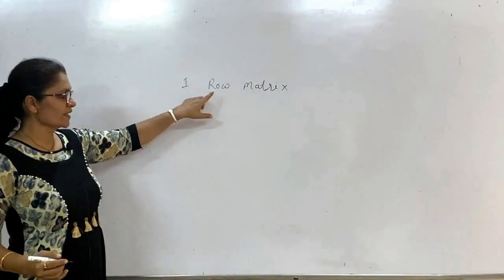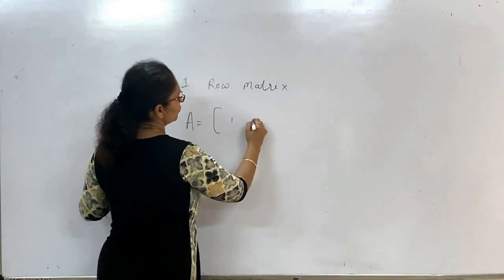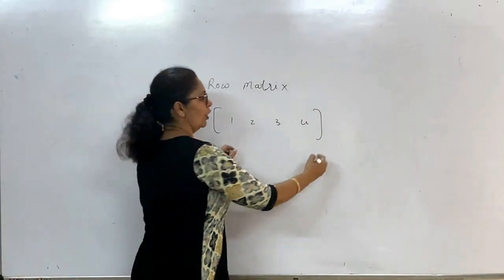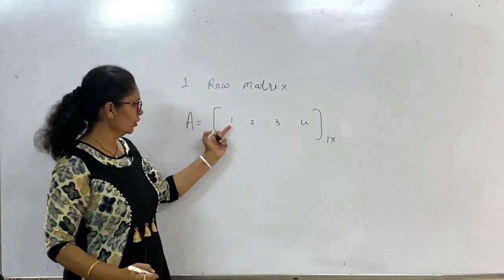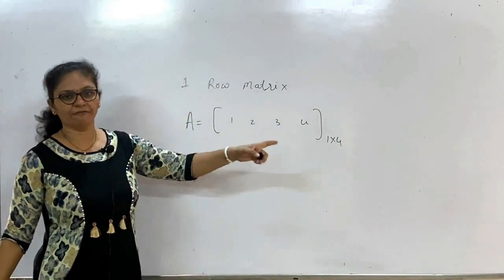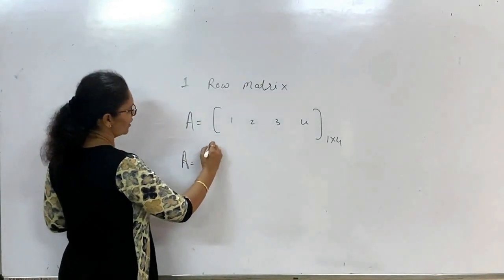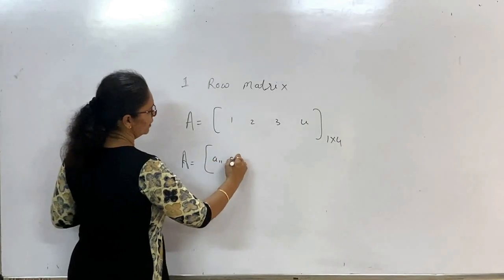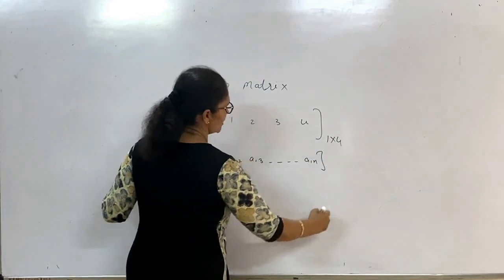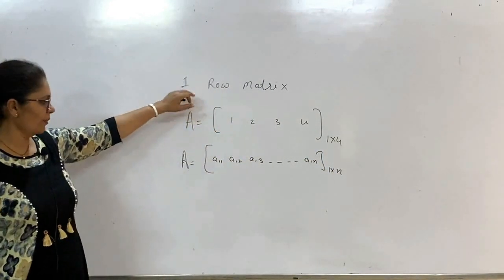Row matrix means only one row is present, for example 1, 2, 3, 4. If there is only one row, it is called a row matrix. Now what is the order of it? The row count is 1 but the columns are 4, so the order is 1 by 4, and the matrix is a row matrix. In general, we can write a row matrix as A11, A12, A13 up to A1n. So this is your 1 by n matrix. This is the first type, the row matrix.